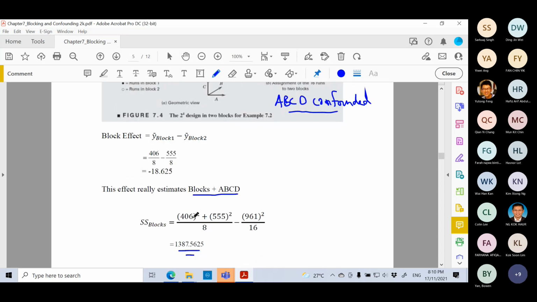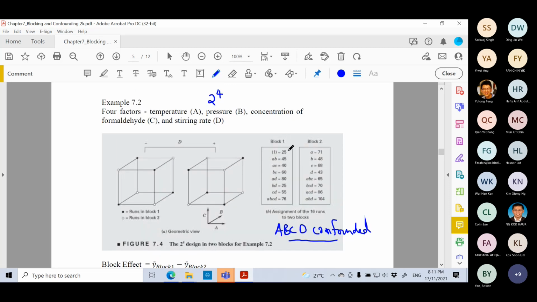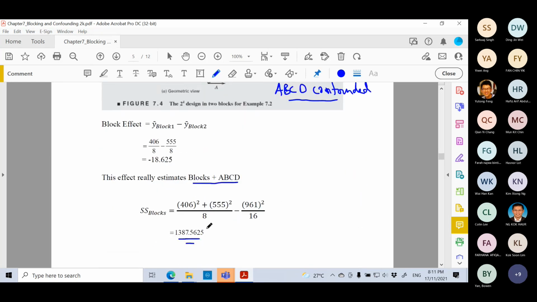So therefore, we have 406 squared plus 555 squared divided by 8. Why do we divide by 8? Because each block consists of 8 treatment combinations. Okay, they have 8 observations. For example, they run a single replicate. So therefore, they only have 8 observations here. Okay, so we divide by 8, minus 961 squared divided by 16. The 16 here refers to the overall observations you run in this experiment.